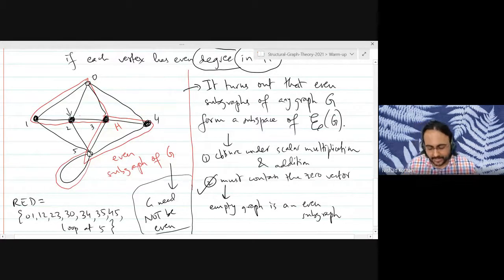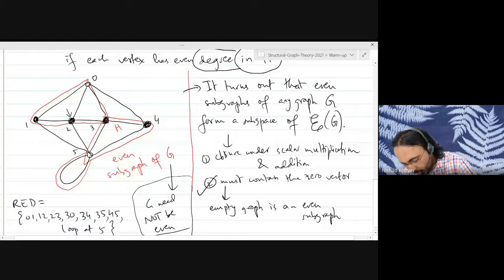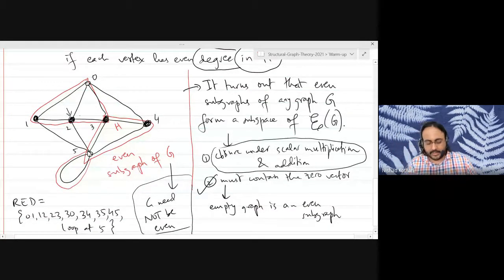Okay. So now let's go to closure. What does it mean to establish closure in this context? Can anyone tell me how do we show that this particular set of vectors, which correspond to the even subgraphs of the given graph, satisfy the closure property? I want a graph theoretic interpretation of this, or a set theoretic interpretation of this.